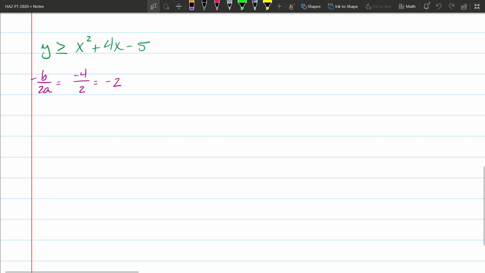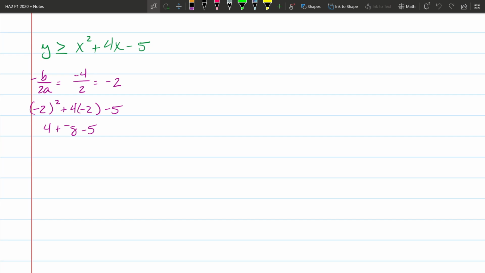So all I'm going to do is plop that back into my formula and get negative 2 squared plus 4 times negative 2 minus 5. Let's see. Negative 2 times negative 2 is 4. 4 times negative 2 is negative 8. And minus 5. So we get negative 4 minus 5, so negative 9. Really, negative 9?